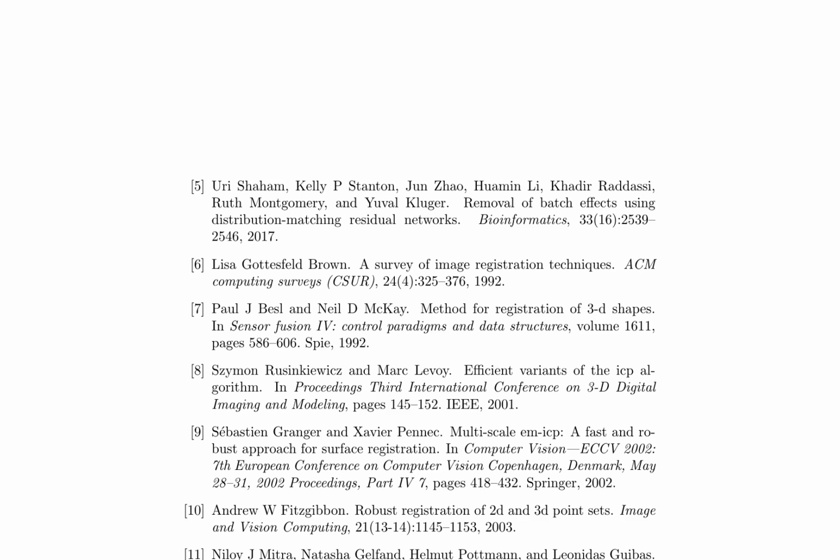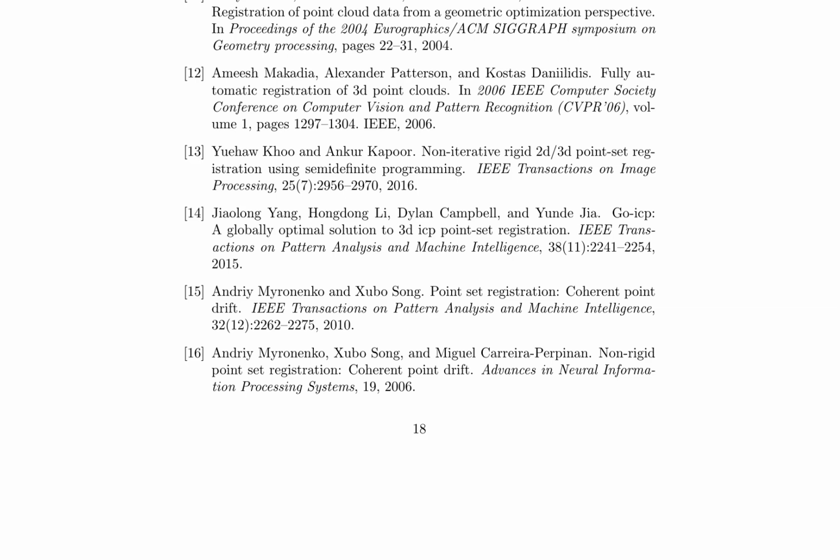The proposed method has been compared to existing techniques, including those presented in references 1 to 4, which have been used for point cloud registration, 3D pose estimation, and image registration. Further references 5 to 16 provide a comprehensive overview of the field, covering topics such as image registration, 3D shape registration, and point set registration. These works have been used to inform the development of the proposed framework and provide a basis for comparison.